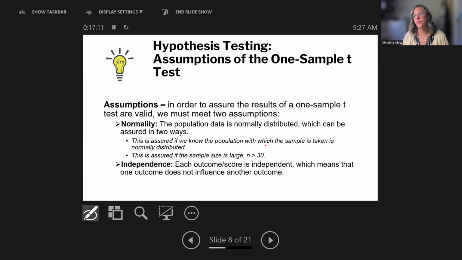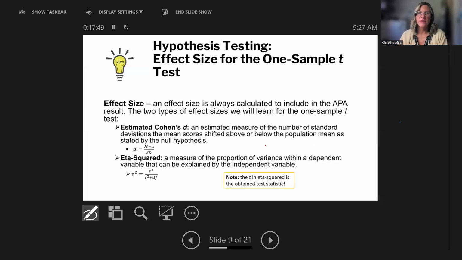So let's say we're running in a race. My time at the end of that race is not influenced at all by anyone else's time, or by my previous times. It's just that race, that time. It's not influenced by others, and it's not influenced by prior races, that score, that outcome. So independence has to be assured. So these are two simple assumptions that need to be met for us to make sure that our results are valid results.